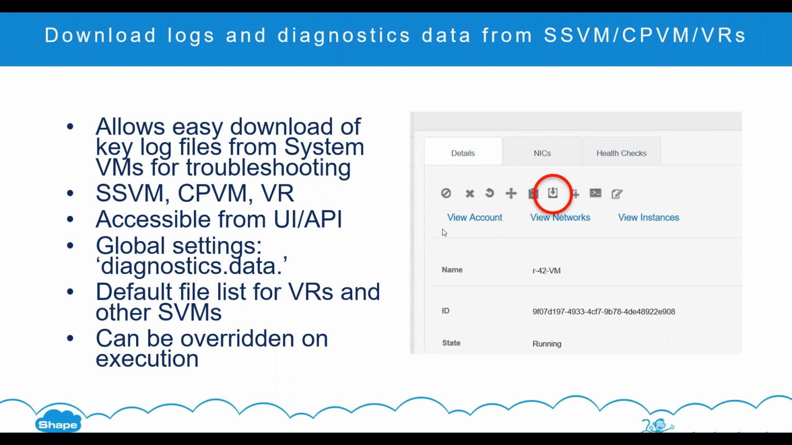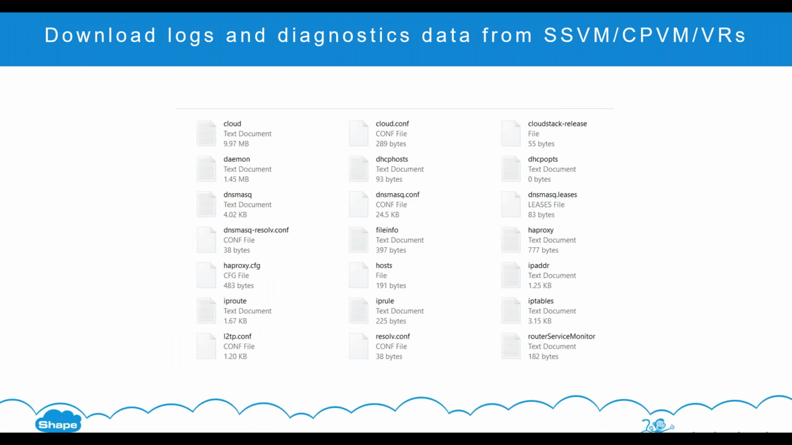You just press it, you click a link, and you then get in the browser a tab or a zip file, I think it is. Open it up, and that has in it all of the things that at the global settings level we define that we think you need for troubleshooting.